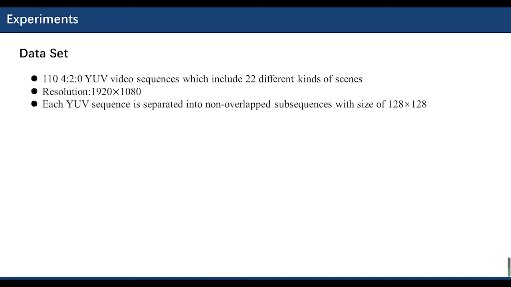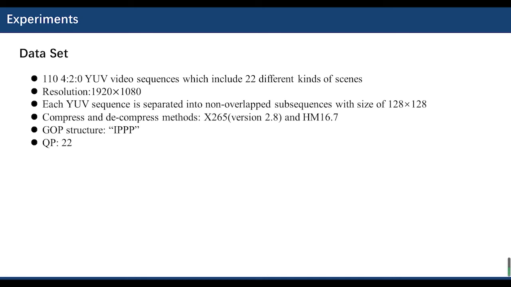Here, 110 4K YUV video sequences are used, which include 22 different kinds of scenes. The resolution of each YUV video sequence is 1920 times 1080. Limited by the computational ability of the CNN, each YUV sequence is separated into non-overlapped subsequences with a size of 128 times 128.